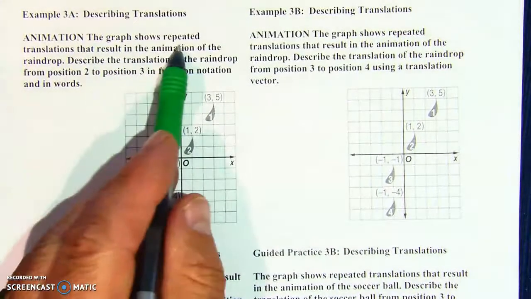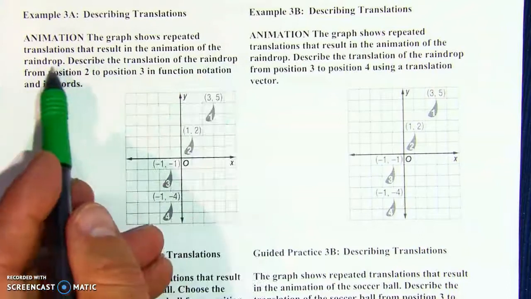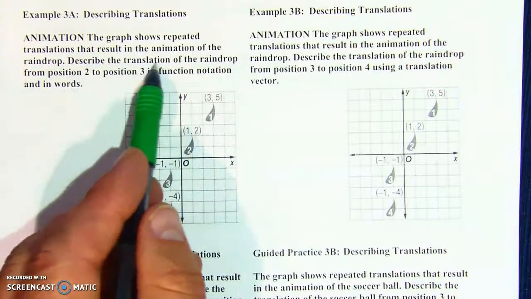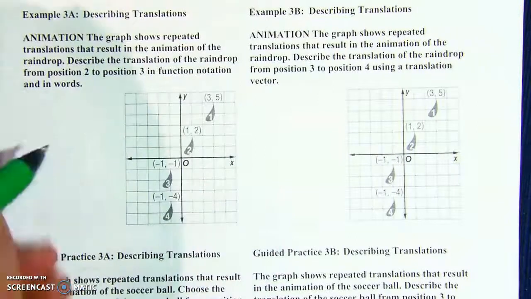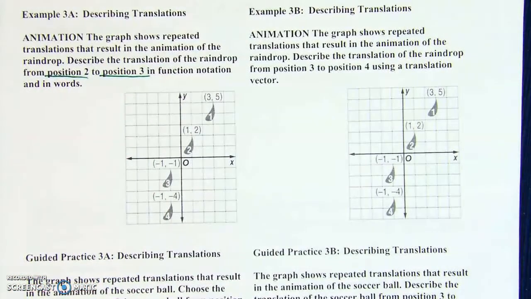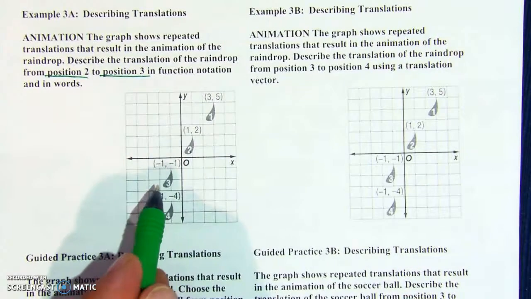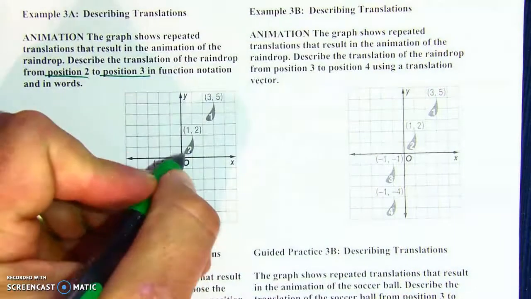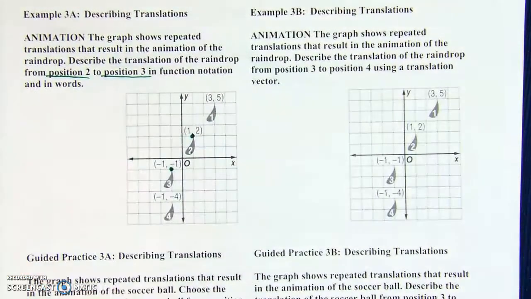So here we go. The graph shows repeated translations that result in the animation of a raindrop. Describe the translation from the raindrop position 2. So here we go, position 2 to position 3. Okay. So we're pretty much doing the same thing we did before. So here is position 2. We want to know where it went to position 1. So we're going to assume that they're doing it points at the top of each of the raindrops. Okay, so let's draw that and let's see what we did.